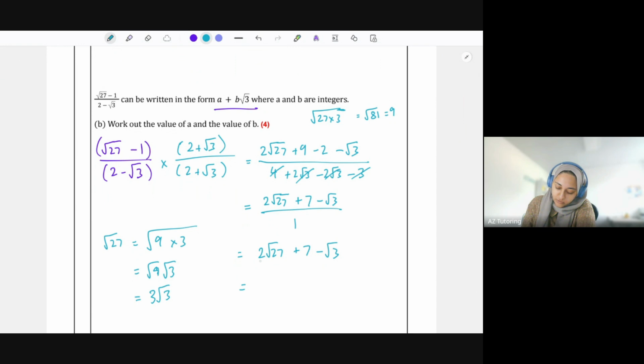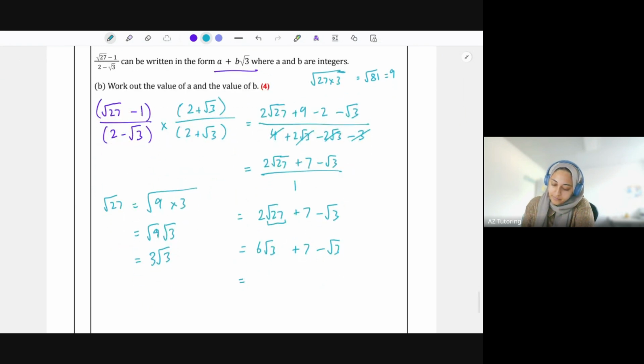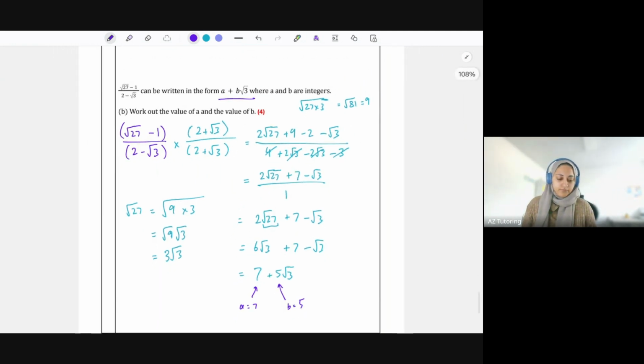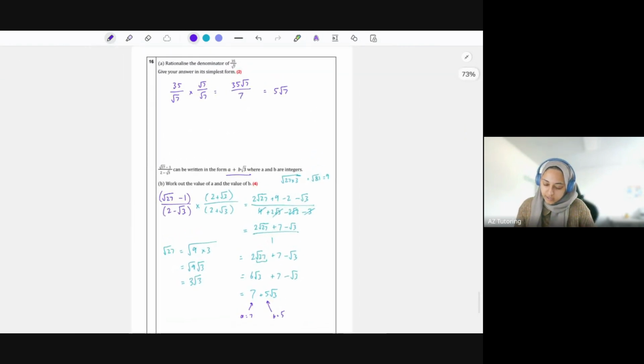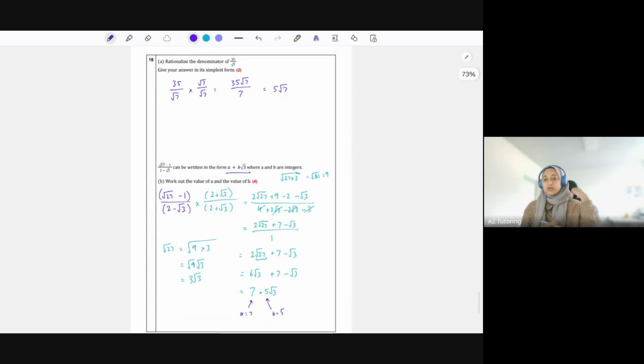And 2 times 3 root 3, so I'm changing that for 3 root 3. 2 times 3 root 3 is 6 root 3. Add 7 minus root 3. Simplifying that, our A is 7, and then 6 root 3 minus root 3, there's a 1 in front of that, so it's 5 root 3. So we can just say A is 7, and B is 5. So that's our answer for question 16, a 4 marks and a 2 mark question.